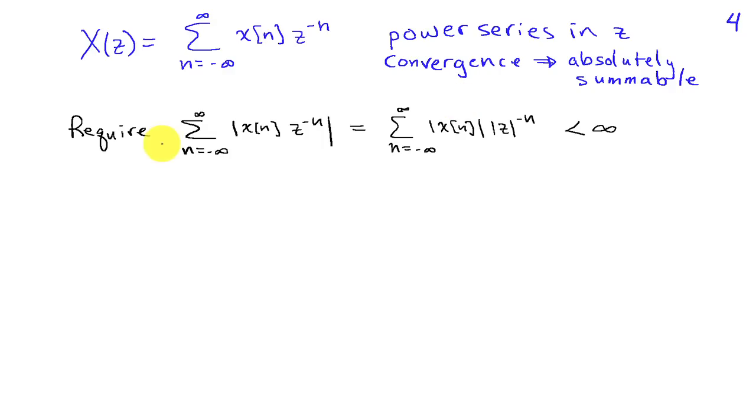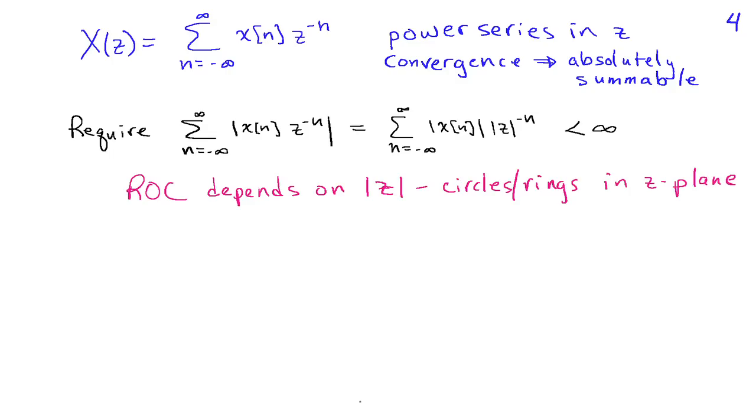In other words, for convergence, we require that the sum from n equals minus infinity to infinity of the absolute value of this quantity be finite. That implies that the absolute value of x of n times the absolute value of z raised to the minus n is finite. From that expression, we can see that the nature of the region of convergence depends on the magnitude of z. If you think about what the magnitude of z represents, it represents a circle or rings in the z-plane.